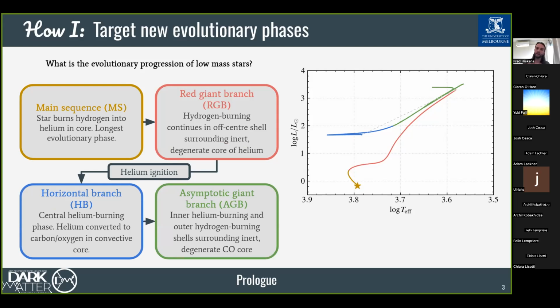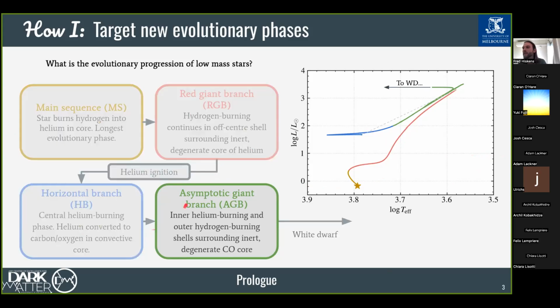So here you have an inner helium burning shell, and an outer hydrogen-burning shell, and both of which surround an inert degenerate core of carbon and oxygen. And then eventually strong stellar winds strip away the outer layers of the star, leaving only that degenerate core and a thin layer on top of it, which goes on to form a white dwarf. So it's worth noting here, actually, that all of the phases I've mentioned on this slide appeared on the previous one as being targeted by WISPs, except for this one in green, the asymptotic giant branch.